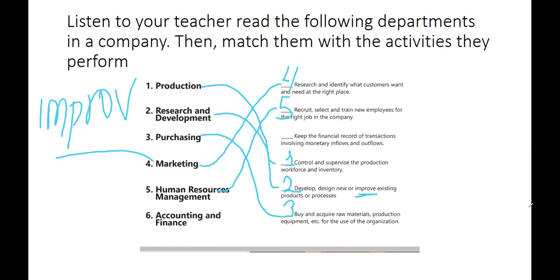Accounting and finances. Keep the financial record of transactions involving monetary inflow and outflow. Okay, very good. Accounting and finance. Keep the financial record of transactions involving monetary inflows and outflows. Okay, very good. So these are the answers. Please take a look at the answers.